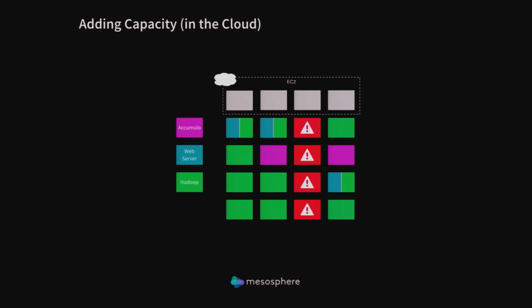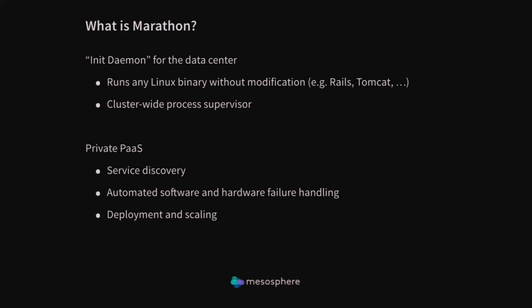So what is Marathon? Well, in the title of the talk, I called it an init daemon for the data center. So if we go over that, what does that mean? Well, it's like an init daemon because it can run any Linux binary without modification, which is also what init in UNIX does. Those apps don't need to know anything about the init system, and similarly, anything you run on Marathon doesn't need to know anything about Marathon.